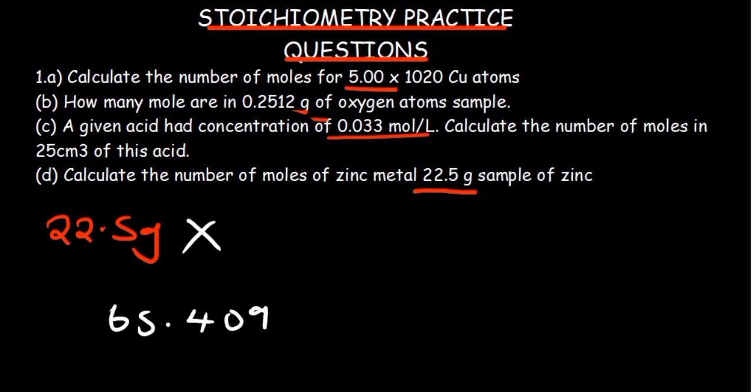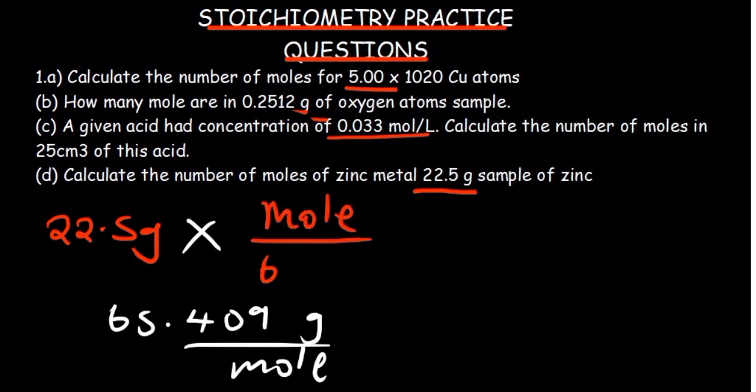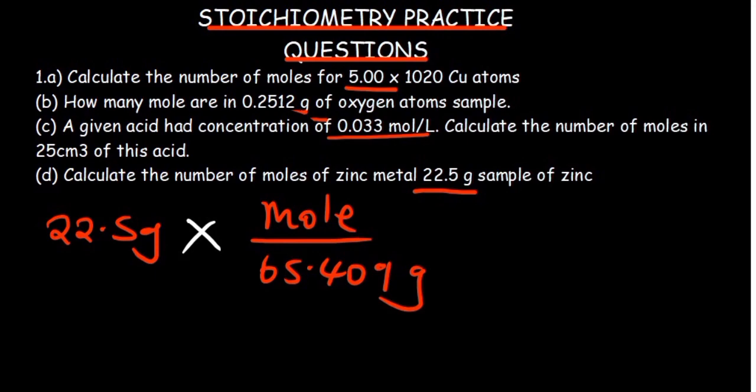65.409 grams per mole. So we want to find the number of moles, so we have to make it as reciprocal. So we have a mole on top being divided by what? 65.409 grams. Okay, so this is more like we're just dividing 22.5 divided by 65.409. Okay, so I'm getting 0.34.